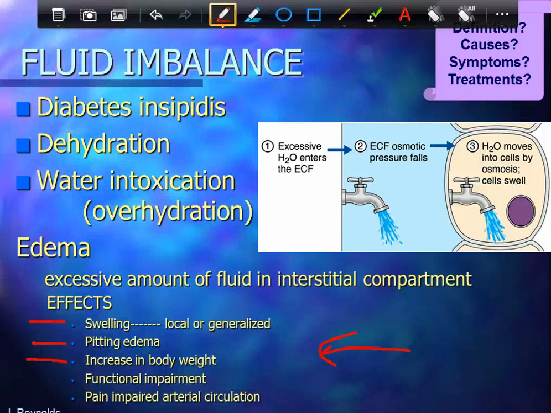Increase in body weight because you're accumulating fluid. Functional impairment. Boy, is it tough to walk around on a sprained ankle or do anything with a broken arm that hurts like hell. And pain, and also as well as arterial circulation problems, because that fluid accumulation causes pressure in the interstitial spaces, and that puts pressure on capillary beds, and it impairs circulation.